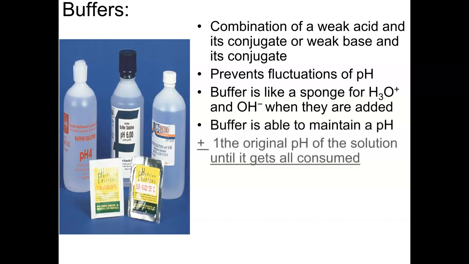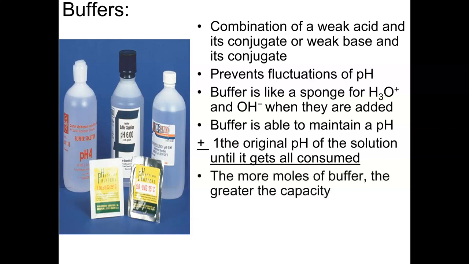A buffer is able to maintain pH plus or minus 1 of the original pH of the solution until it gets all consumed. So buffers have a range of effectiveness. You can calculate that based on this Ka value. We'll talk about that. It's plus or minus that range. That's all it can do, maintain that kind of range. The more moles of buffer, the greater the capacity. The only time the quantity of buffer is important is how long the buffer lasts. The more buffer components you have, the longer that buffer will be in effect.